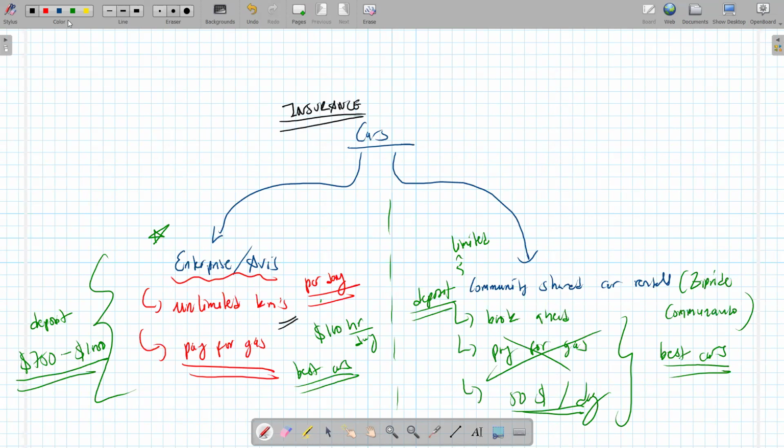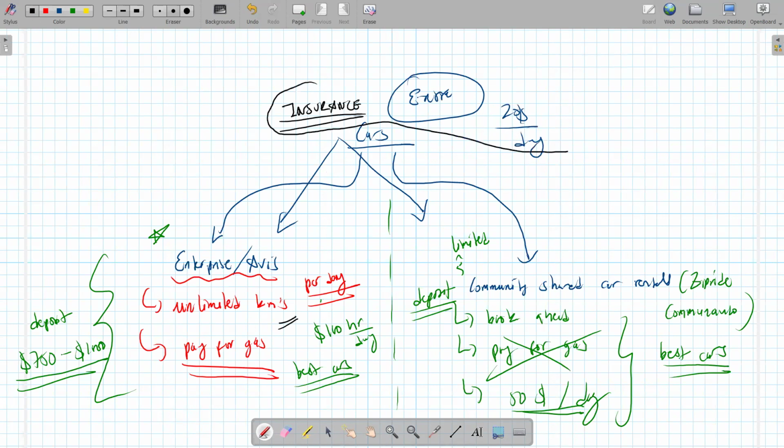If you ding the car or something, you are gonna be responsible, but you can buy insurance for both of these. But that is gonna be extra. It's not super expensive. It's probably gonna be like $20 per day or something. And this is extra, but usually this is covered by your credit card. If you have a decent credit card, it'll cover car insurance up to a certain amount.